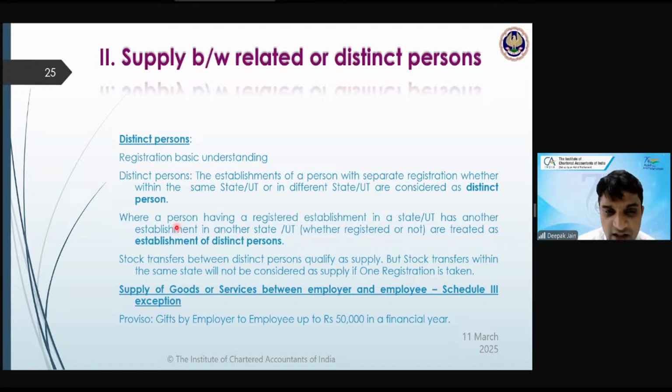The one with separate registration within the state is a distinct person. Then it says where a person having a registered establishment in a state has another establishment in another state, whether that branch is registered or not doesn't matter. Any transaction I do from one state to another state is also treated as an establishment of a distinct person. Then stock transfers between distinct persons qualify as supply, but stock transfers within the same state will not be considered as supply if one registration is taken. If separate registration, then it is different. If one registration, it will not be treated as supply.